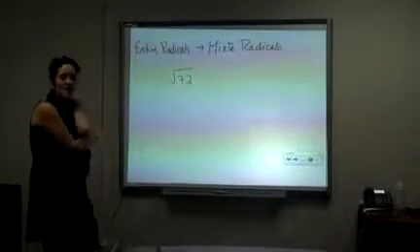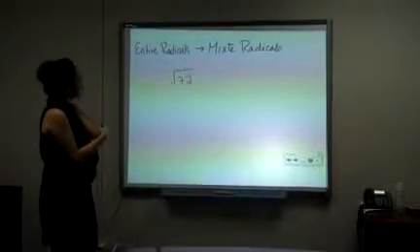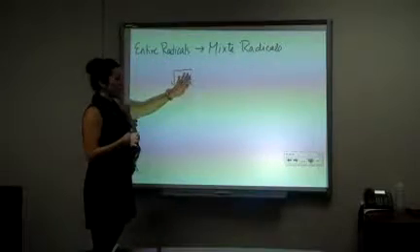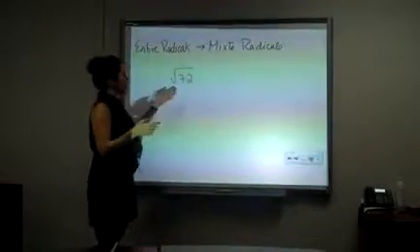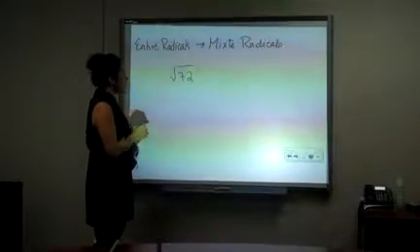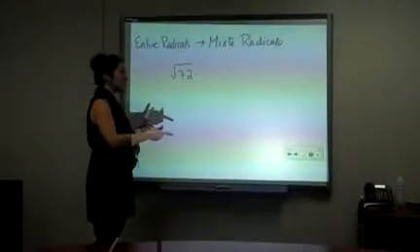Alright, so we're going from entire radicals to mixed radicals. This would be considered an entire radical because it does not have a number in front and it's not simplified in some way. The number inside is not at its simplest form. So what I mean by that, I'll show you.